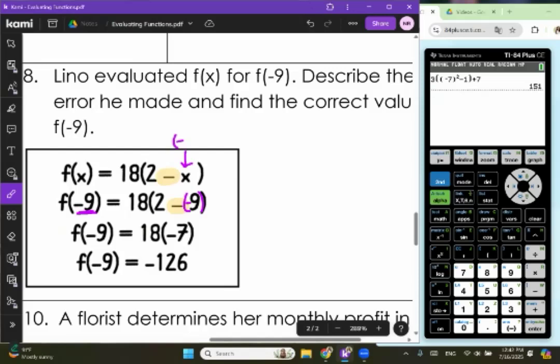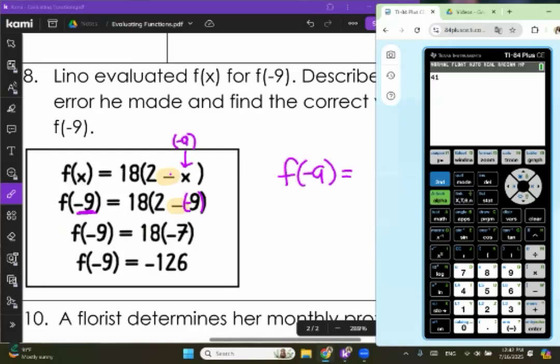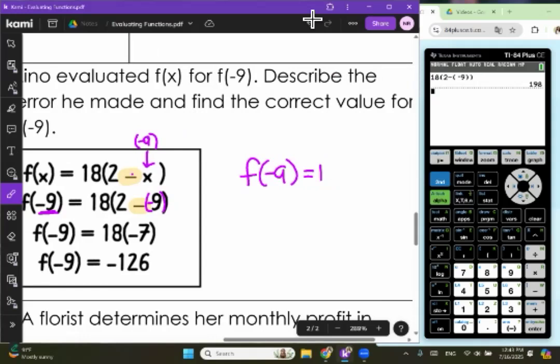Remember, you are plugging in a -9 where the x is. So that means that there's going to be two negatives next to each other. So actually f of -9, let's see what it would give us if we did it correctly. 18, there it is. 2 minus -9, close the parentheses, and you get 198. So look at the drastic difference in your answer.